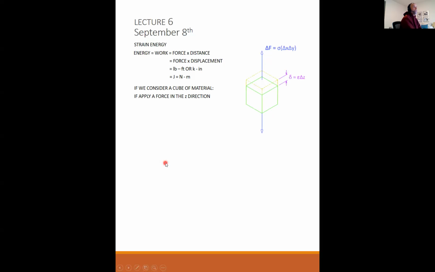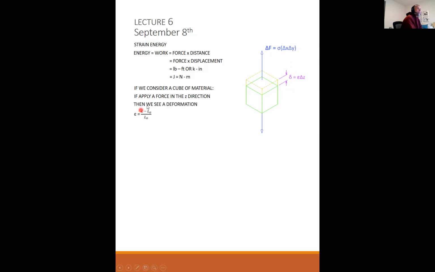If I apply this force, then I'm going to get some deformation. And that deformation is equal to the average normal strain times the height, delta Z. Okay? And this is kind of what we've already been talking about. We've been talking about stress and strain. So a delta force produces a deformation as such.